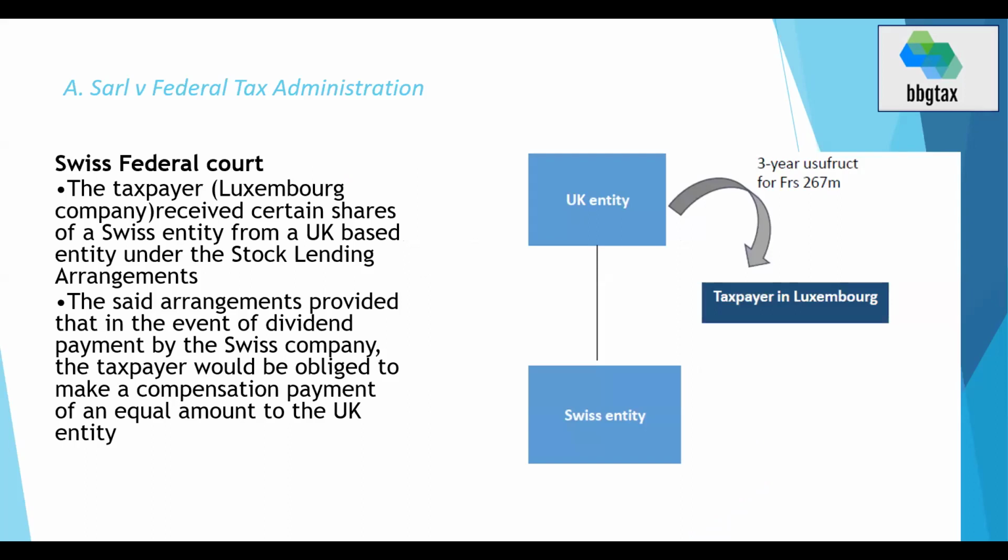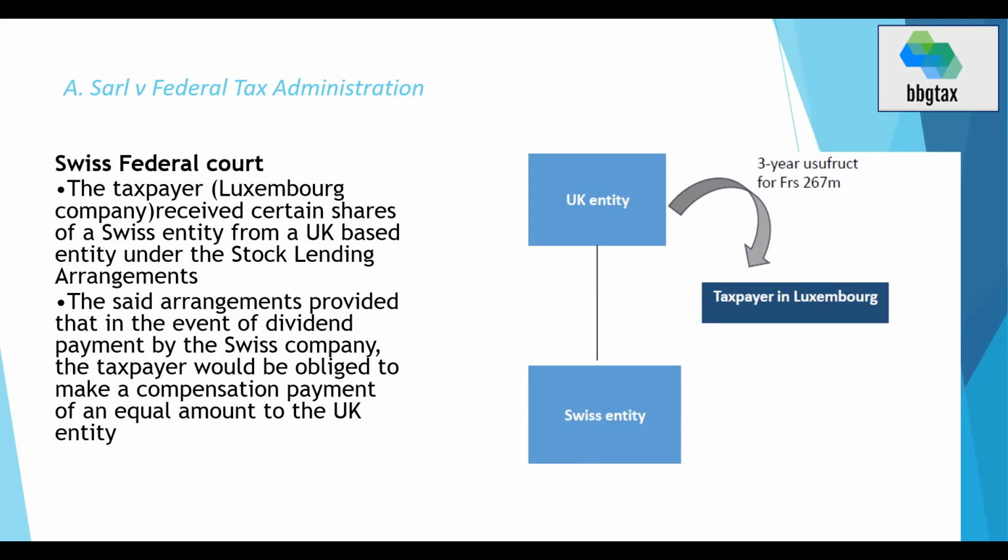Now, another case that I've picked up is of the Swiss Supreme Court in the case of A. Saal versus Federal Tax Administration. In this particular case, the Swiss Federal Supreme Court has concluded that in various forms of structured finance arrangements, where the recipient of the dividend or interest was required to make a payment on to a person in a third country, the immediate recipient was not the beneficial owner and so not entitled to relief under a treaty.